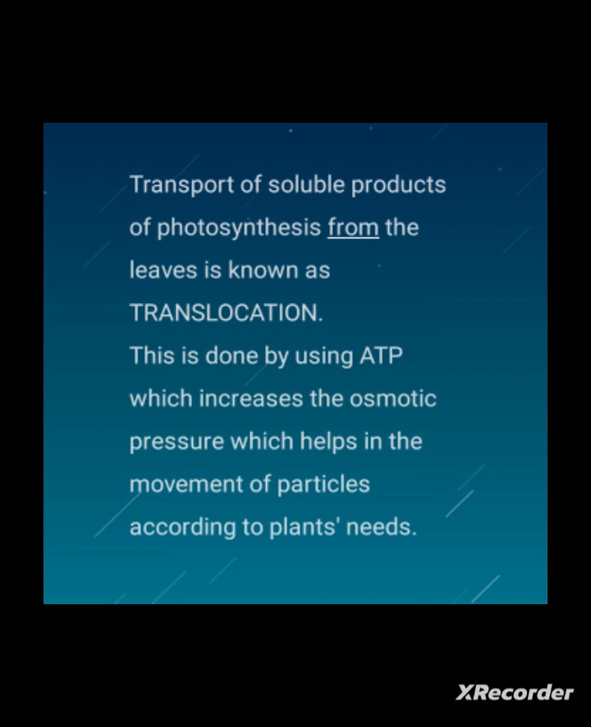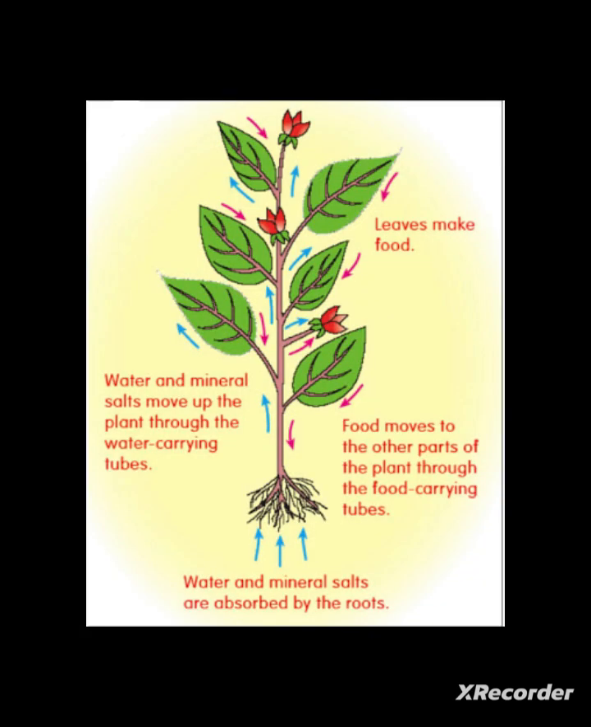The food and the other soluble products are formed in the leaves by the process of photosynthesis. These substances are needed to be transported from the leaves to the other parts of the plants. This process of transport of soluble products of photosynthesis is called translocation. This occurs in the vascular tissue known as phloem. Along with the food produced during photosynthesis, phloem also transports amino acids and other substances to the roots, fruits, and seeds.